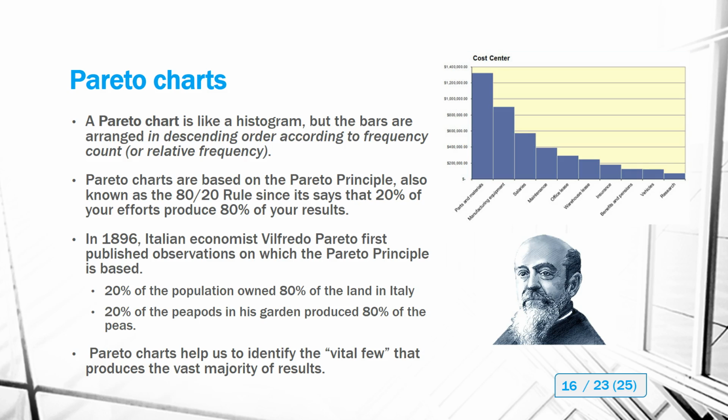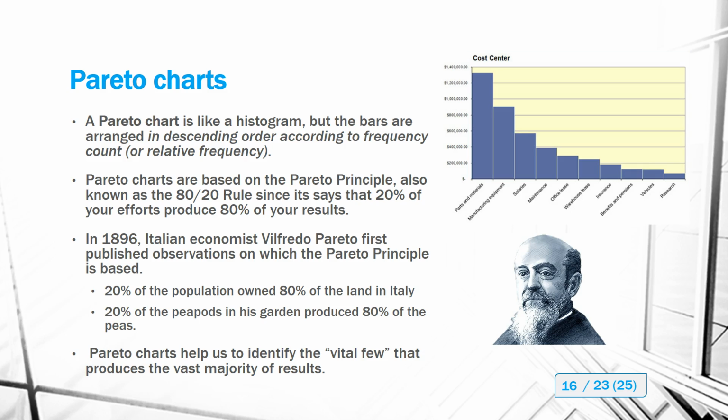A Pareto chart is like a histogram, okay? But instead of arranging them in order of the categories or classes or bin values at the bottom of the graph, you're going to organize this by the counts or the relative frequency that each bar represents. So the largest bar goes on the left, and then you just count down from there in descending order. Okay, Pareto charts are great.